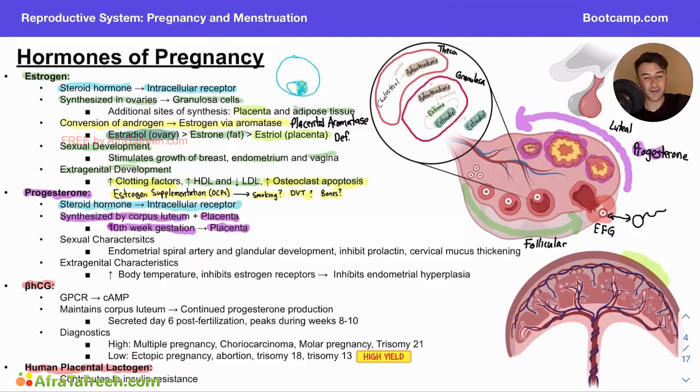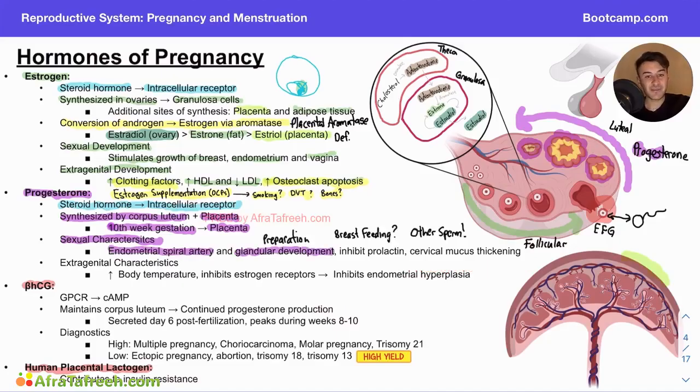Before that, it is all up to the corpus luteum. And in terms of the sexual characteristics that we're going to get from progesterone, remember, it is pro-gestation. So it's going to take all the work the estrogen did in the follicular phase with the growing of the endometrium, and it's going to start changing that endometrium.